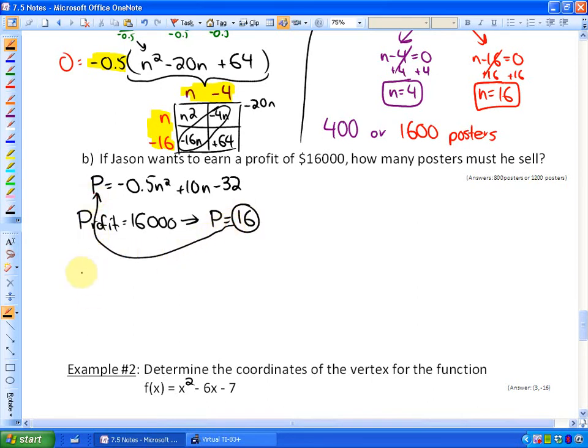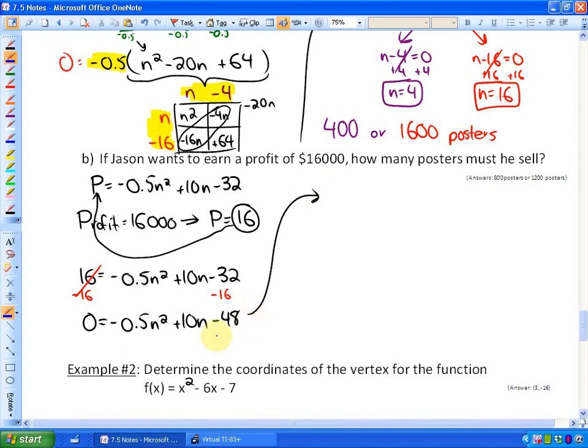So if we substitute that in, we would have 16 is equal to negative 0.5 n squared plus 10n minus 32. And in order to solve this, we need to make one side equal 0. You can't solve by factoring or solve quadratic equations unless one side equals 0. So I would subtract 16, and I would have 0 is equivalent to negative 0.5 n squared plus 10n minus 48.